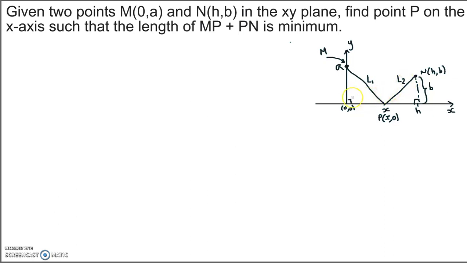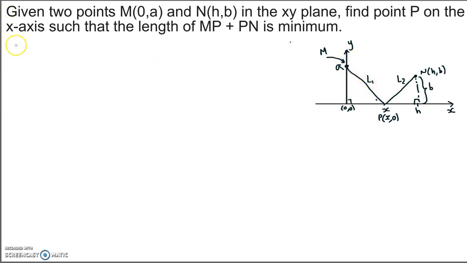And we want to find a point P on the x-axis such that the length of MP plus PN is minimum. So P can be any point along the x-axis, and we want to find the specific point at which the sum of these two lengths, MP plus PN, is minimum. So how can we do that? So the length MN, I've called it here, equals L1.